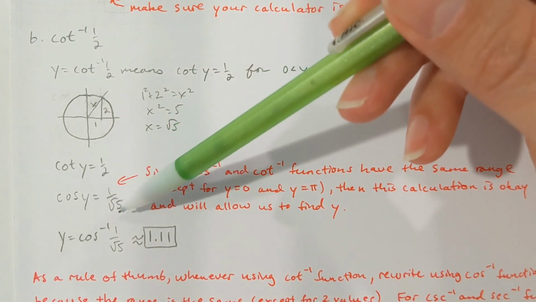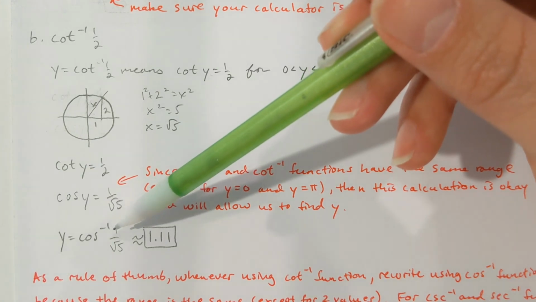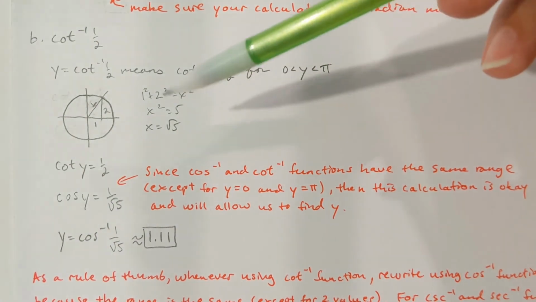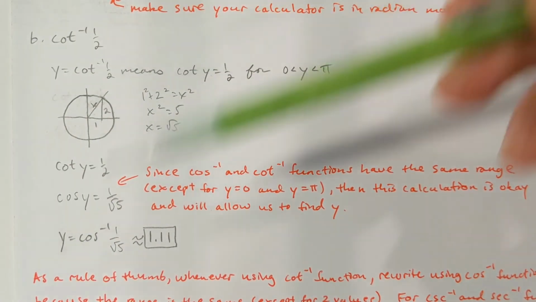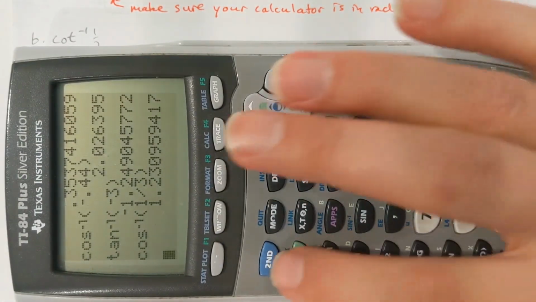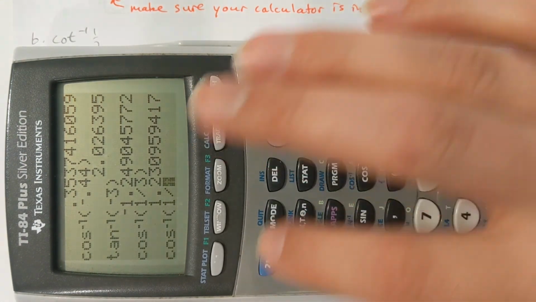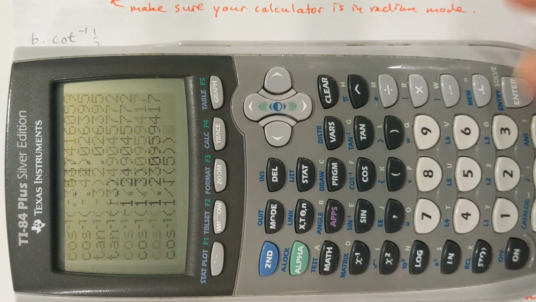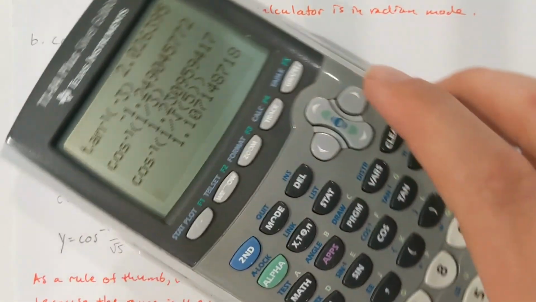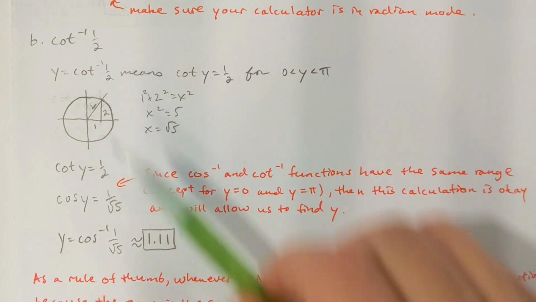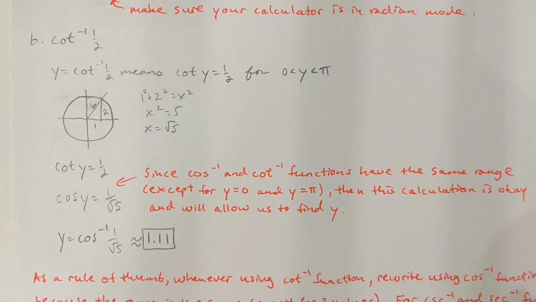Cosine of y equals 1 over root 5 means I can then take cosine inverse of both sides, and the nice thing about doing that is that now I can use my calculator. I couldn't use my calculator early on, but now I can. So I want to find cosine inverse of 1 over root 5, and I'm getting roughly 1.11, which is what we have there. So cotangent inverse of 1/2 is roughly 1.11.